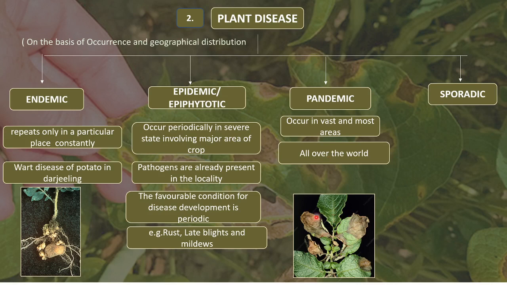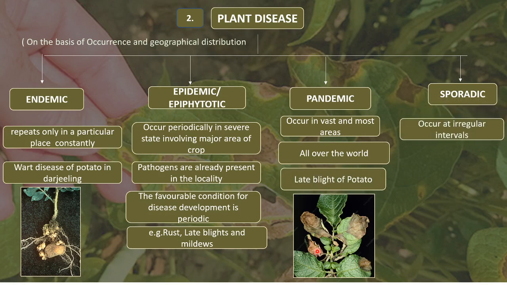Late blight of potato is a pandemic also, and it is an epidemic also, right? That means that late blight of potato has spread over large areas of the world, right? So this is an example of pandemic. Next type is sporadic. Sporadic means that it occurs at irregular intervals. This kind of disease takes place at irregular intervals and in small areas. It is not very distinct, but it happens in small areas sometimes and at irregular intervals. So, this is called sporadic.